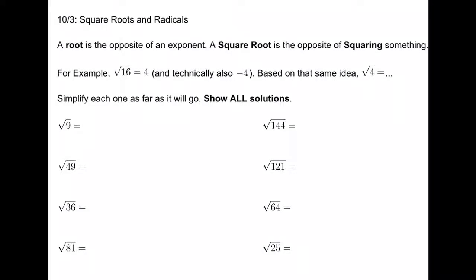October 3rd, square roots and radicals. A root is the opposite of an exponent. A square root is the opposite of squaring something. For example, the square root of 16 is equal to 4, and technically also negative 4.